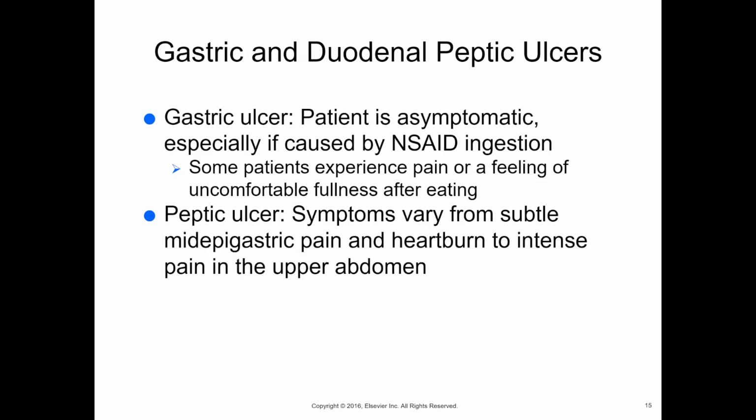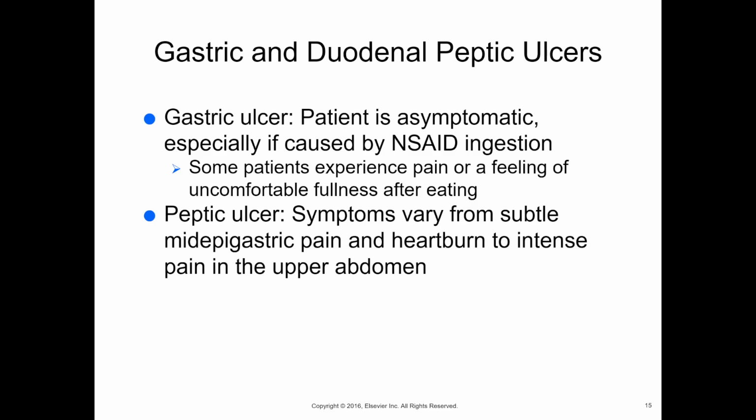So, gastric and duodenal peptic ulcers. We really see two primary causes of these. NSAID ingestion, so your non-steroidal anti-inflammatory drugs. They are COX enzyme inhibitors. There's cyclooxygenase 1 and 2, if they're non-selective, like the ones you often get over the counter, like ibuprofen.